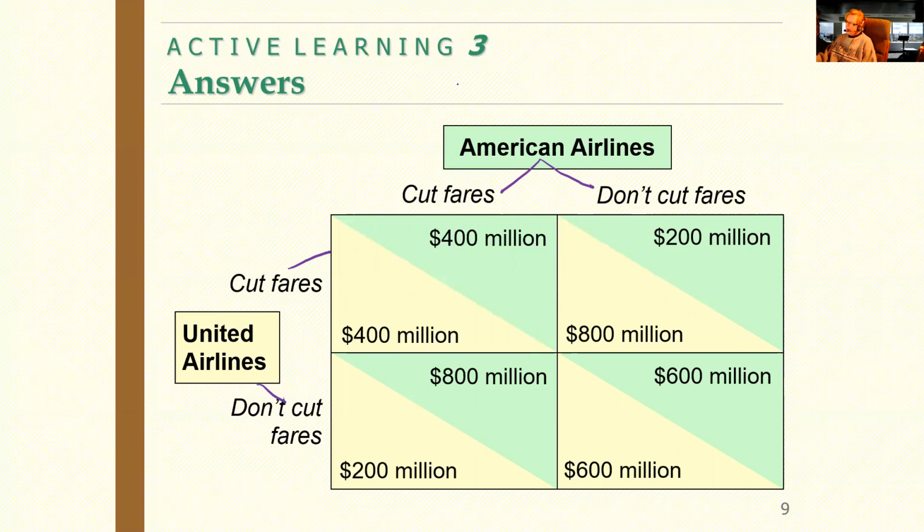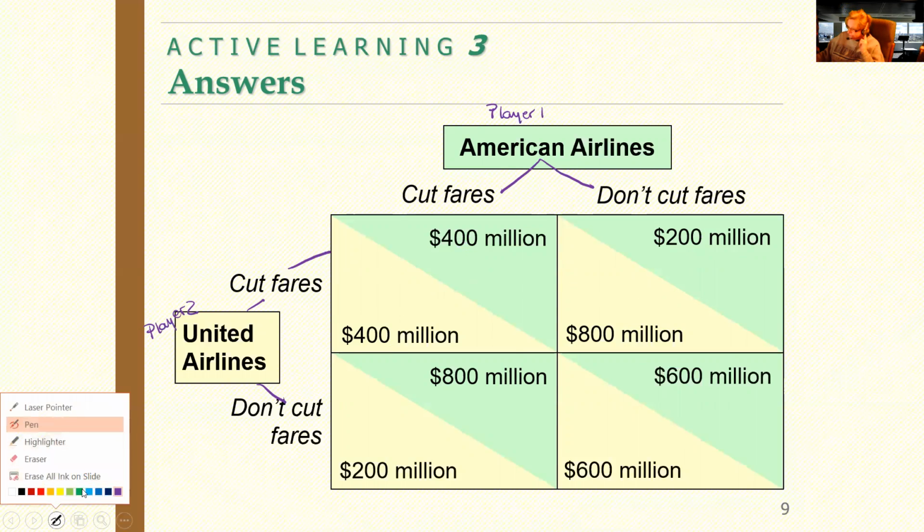Okay. So we have each player. So player one, player two. Then our row headings are player one's two choices. The column headings are player two's two choices, where the two intersect. So if American Airlines cuts fares and United cuts fares, 400 million, 400 million. Don't cut fares, but the other cuts fares. That's how you create these payoff matrices.